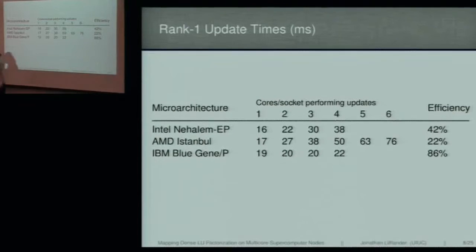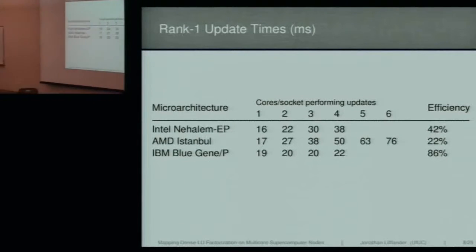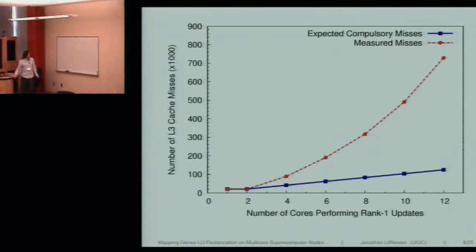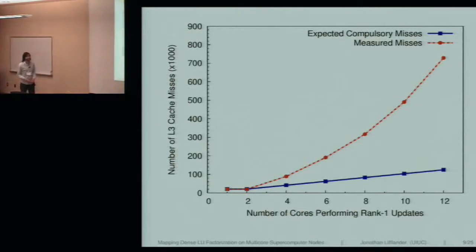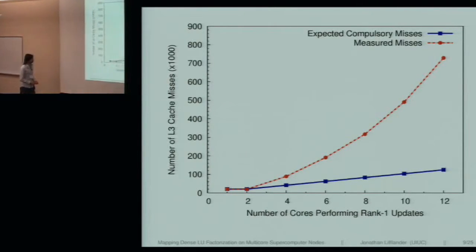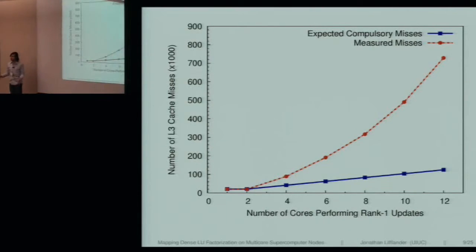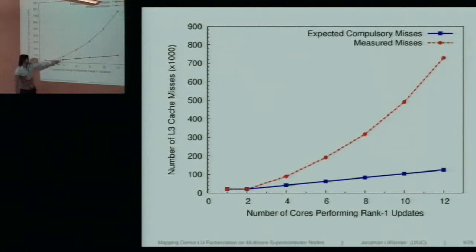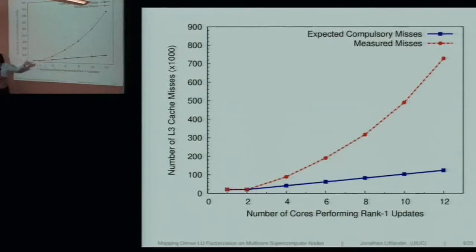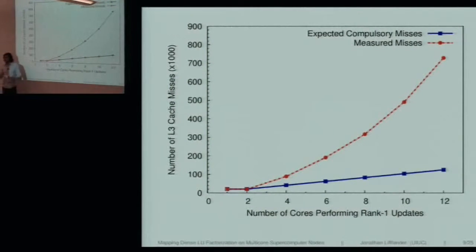Yes. So when we investigate this deeper, we graphed the number of L3 misses. This is on the Istanbul architecture. We have 2 L3 caches, 1 per socket. The number of cores we're using are divided evenly between the 2 sockets and the 2 L3 caches. So here we have the expected compulsory misses, which are the modeled misses. Every cache line is going to incur a miss. So that's what this line is.